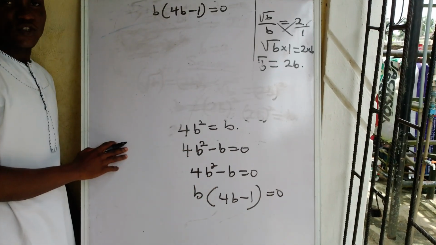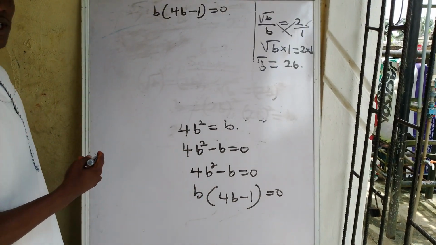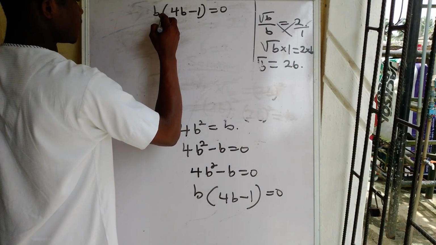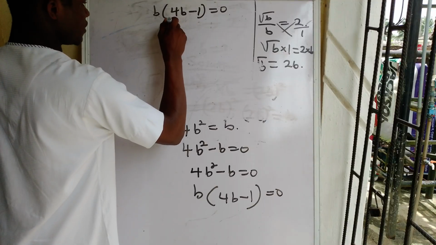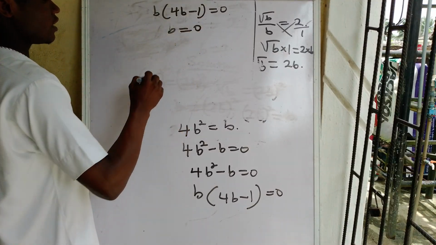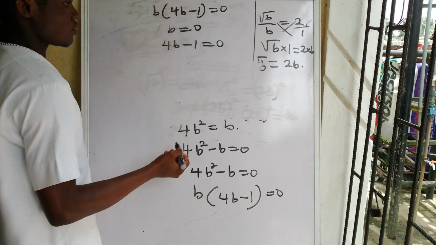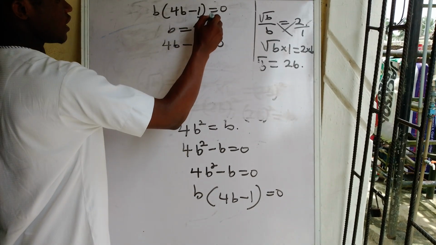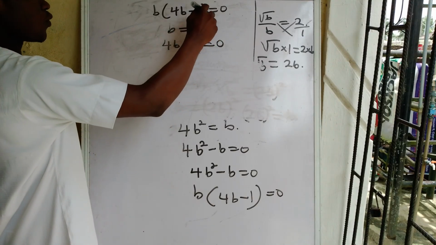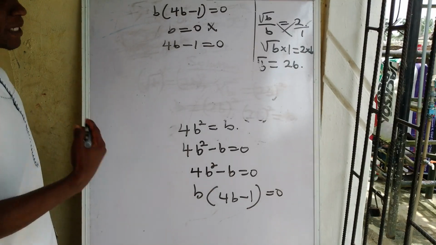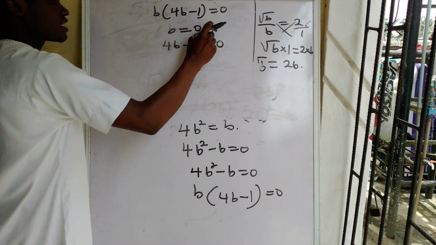According to the product rule in quadratic equations, we can equate each factor to 0. So b equals 0, then 4b minus 1 equals 0. From here, we can see that the first value of b is 0, which we are going to reject, because b can't be equal to 0. So we reject this value of b.